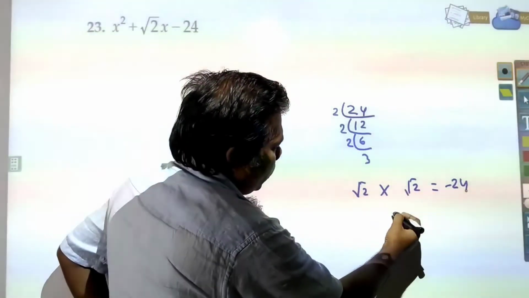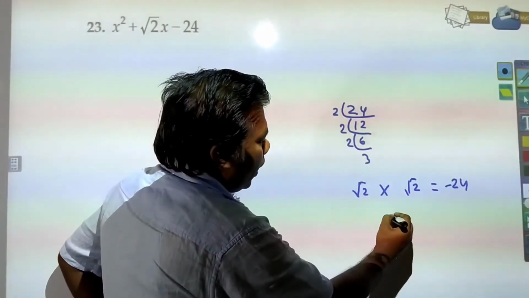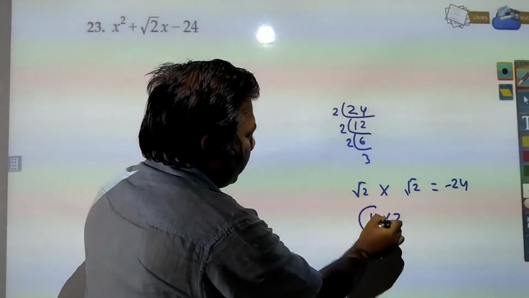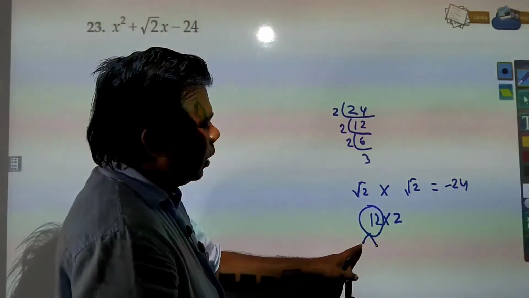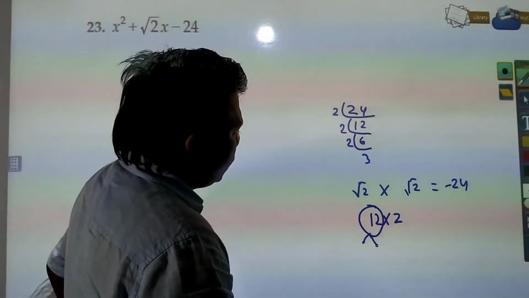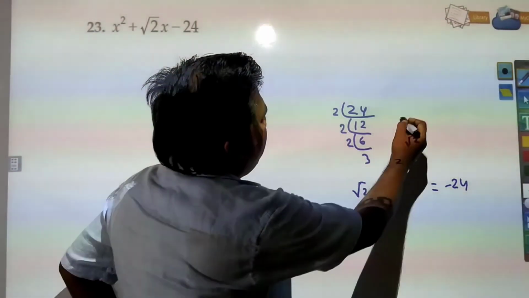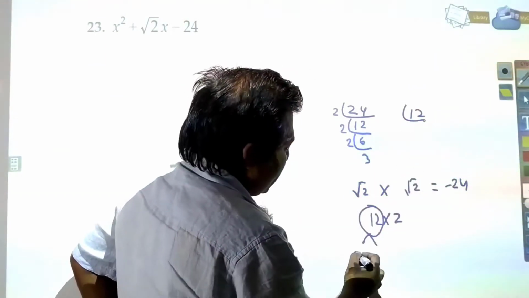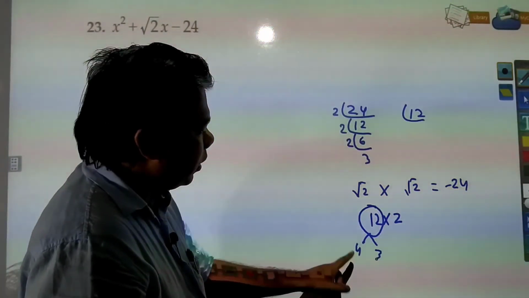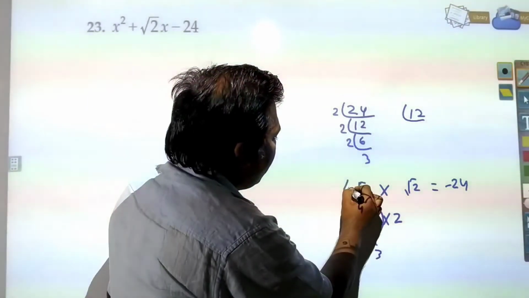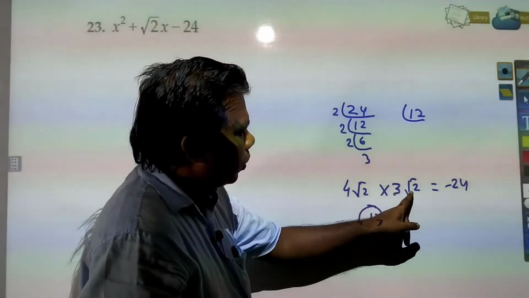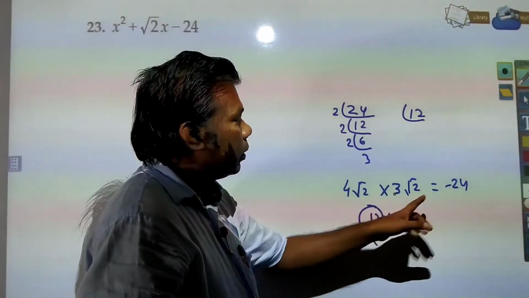So root 2 into root 2 is equal to 2, and here 12 you need. 12 times 2 is 24. This 12 is required to be split in such a way that you should get product 12. So 4 3 is 12, we can write simply 4 and 3, so that if you are subtracting you will get 1, and if you are writing 4 root 2 and 3 root 2, 4 3 is 12 and root 2 into root 2, so 12 into 2 is equal to 24.